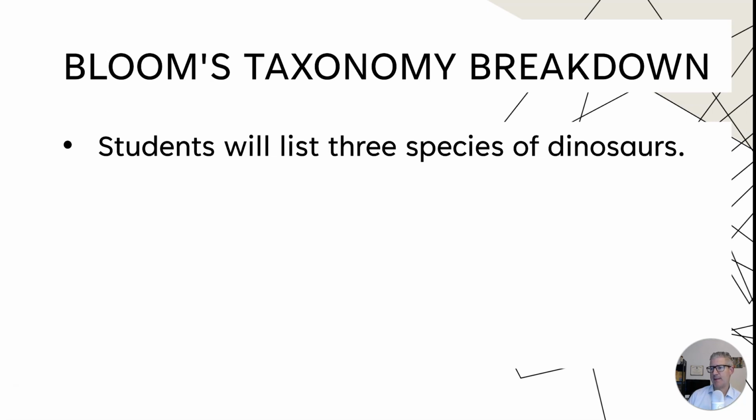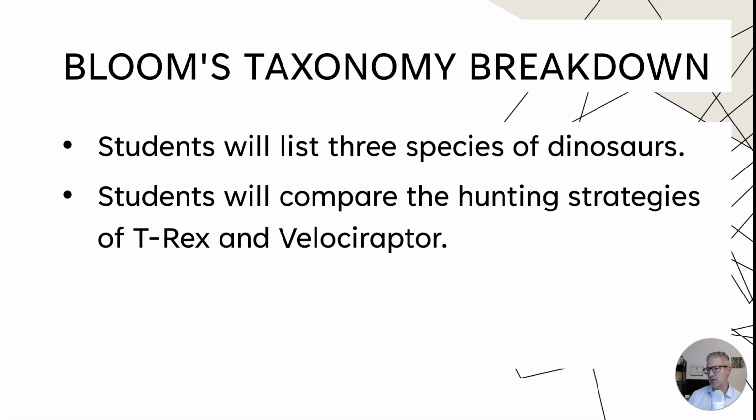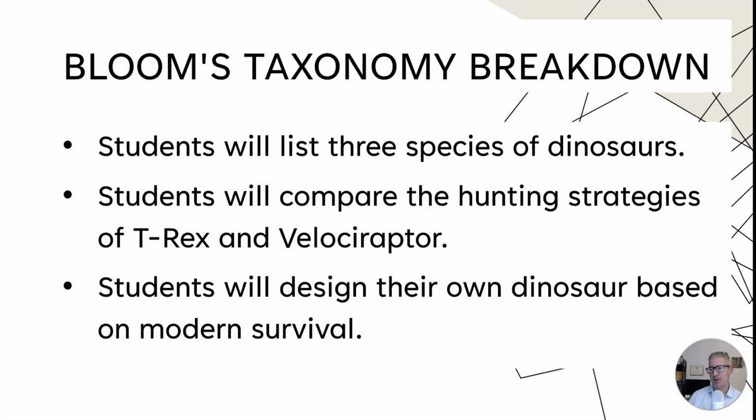But if you want them to analyze something, your objective could be students will compare the hunting strategies of T-Rex and Velociraptor. Now we're getting into the good stuff, where they need to actually think critically. And if you're feeling ambitious, have them create something like students will design their own dinosaur based on adaptations for surviving in a modern city.